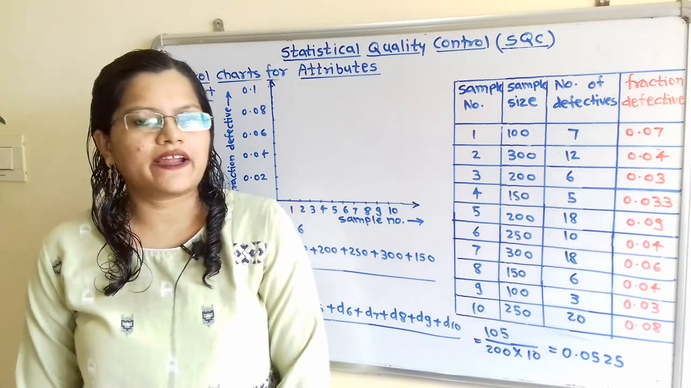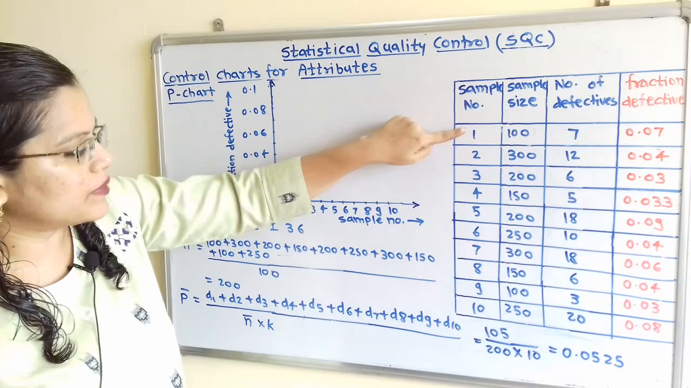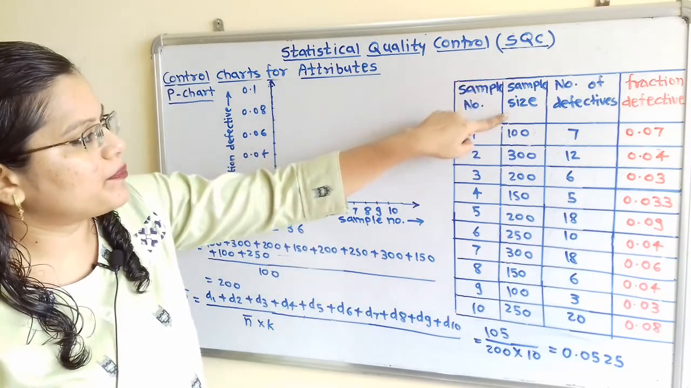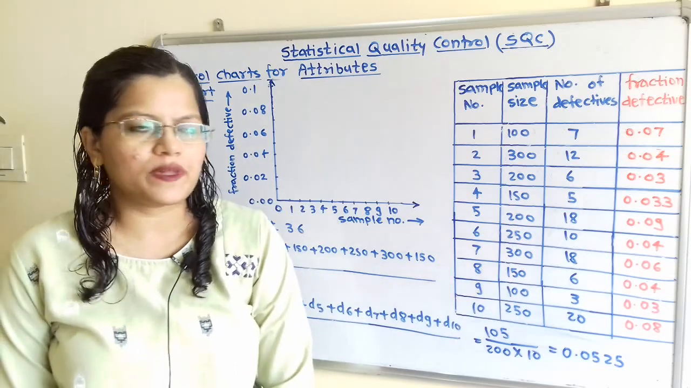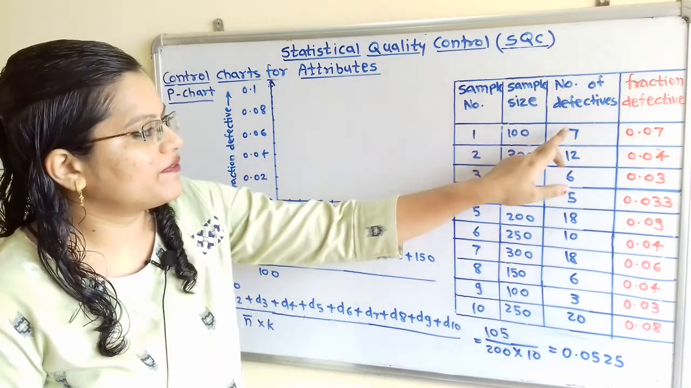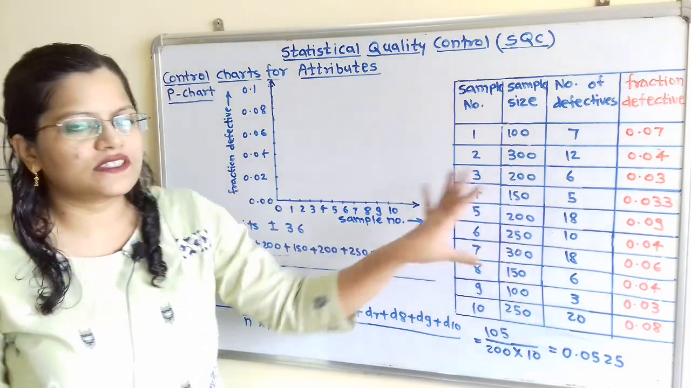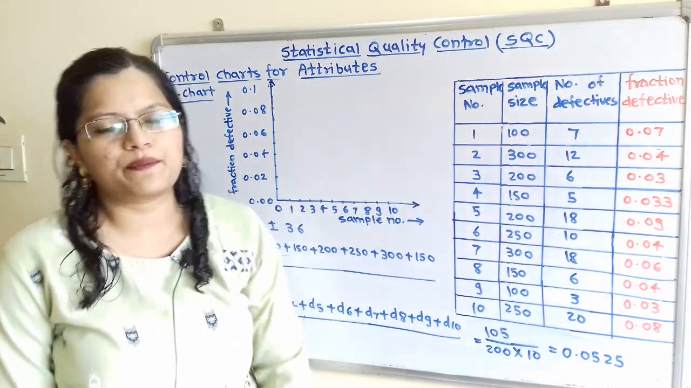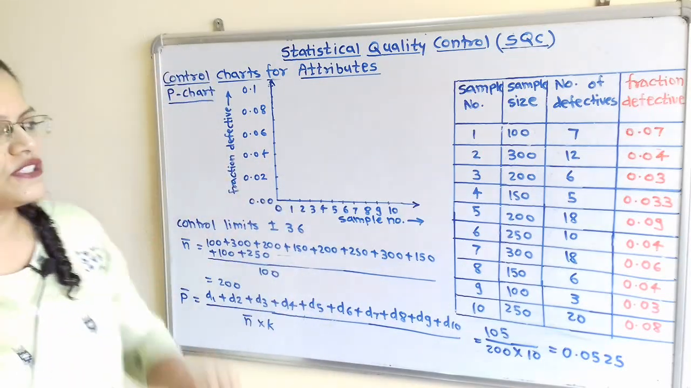Let us understand the given data. This table is mentioned for the sample number 1 to 10, then sample size. For each sample number there is a different sample size and the number of defectives are also mentioned. So we can say that this is the question for the different sample size. We will solve this question by using P chart.